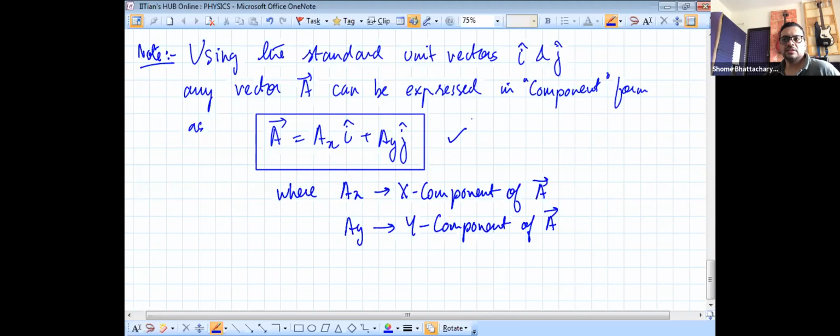Nothing written after j cap. Any vector A can be expressed in component form. Any vector. Yes, Dhaneshwar, that is correct.